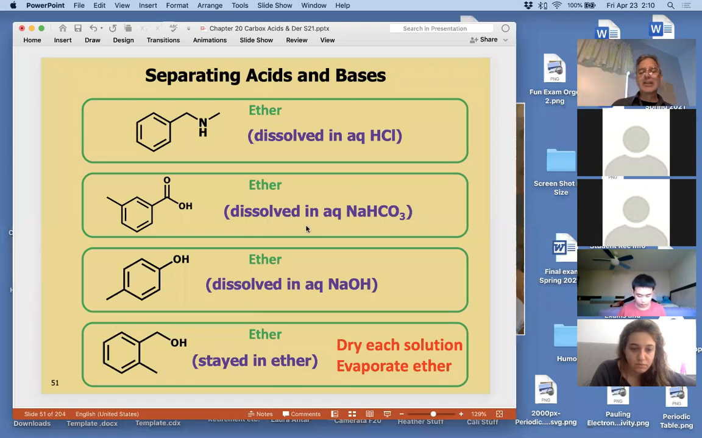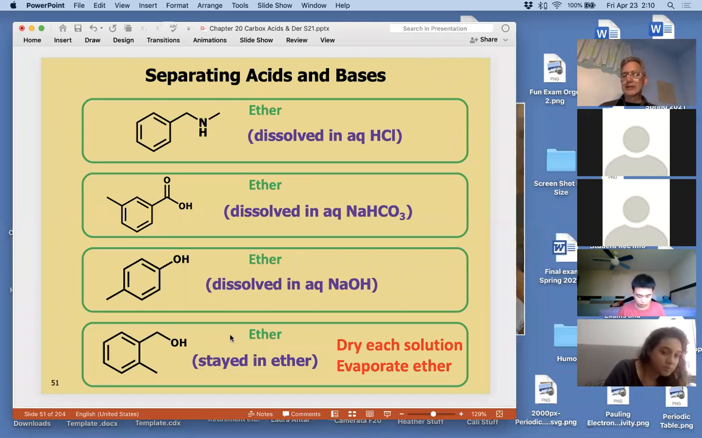Now, these ether solutions aren't that clean. They've got traces of water in them. They'll have traces of salts in them. There'll be a little bit of very small droplets of water in the ether. So you've got to dry it. Sodium sulfate and magnesium sulfate are the two most common. Then you filter it, and then you use a rotary evaporator or whatever method you want to get rid of the ether. And you have your compounds.